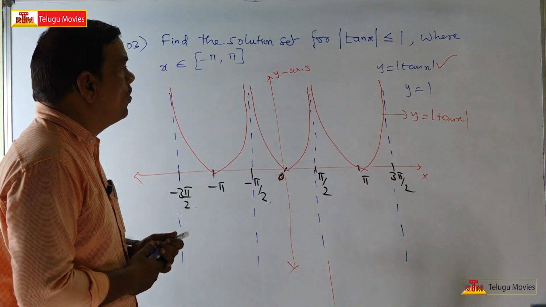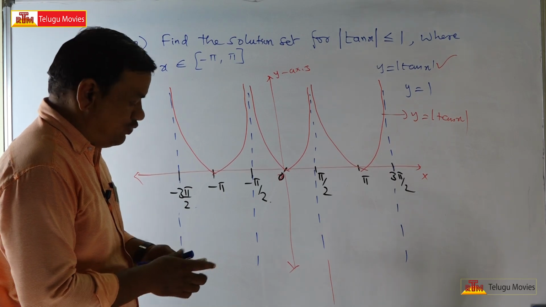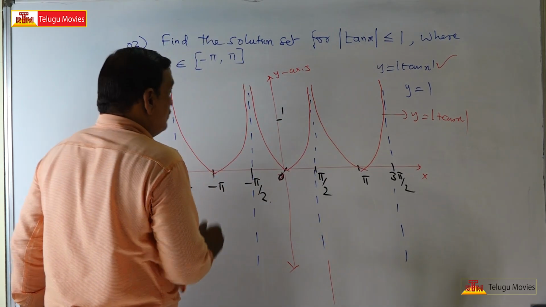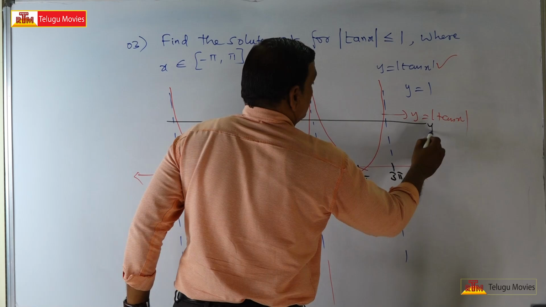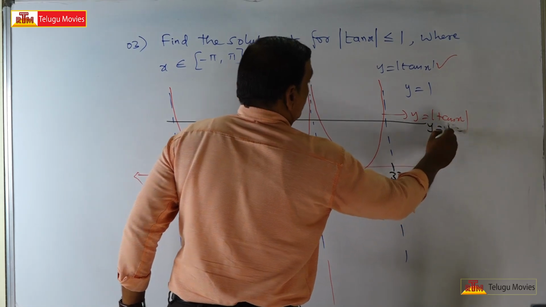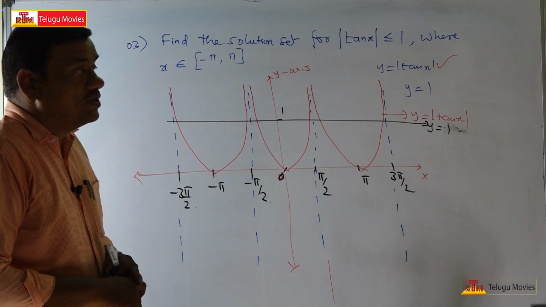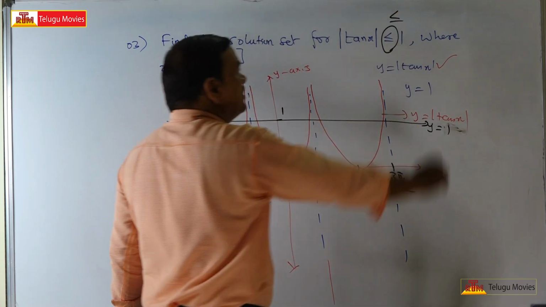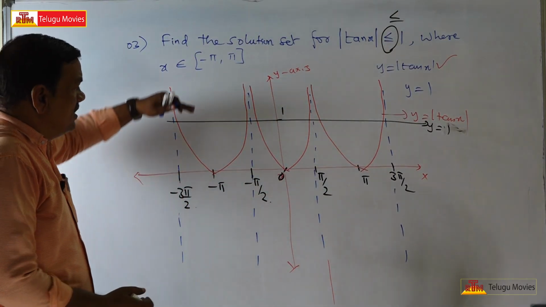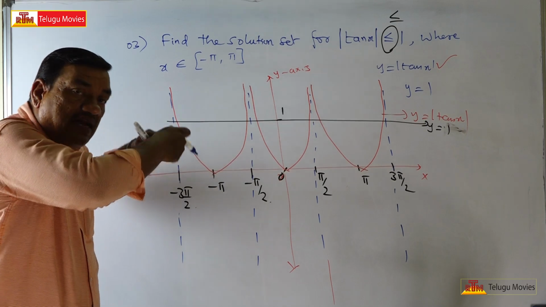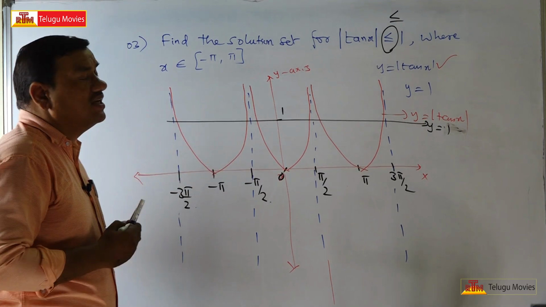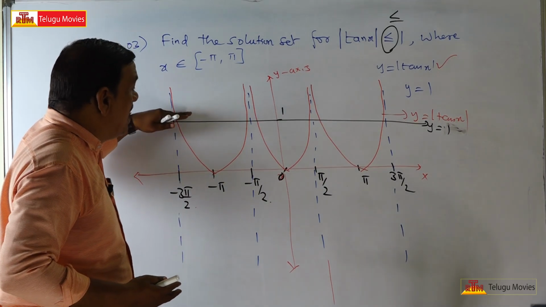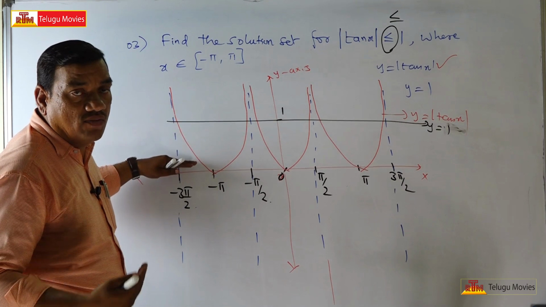Now, y equals 1 is a line parallel to the x-axis. One more thing is given: less than or equal to. That means the parts of the red line and the black line that lie below the line y equals 1, that is, less than or equal. So the graph of modulus of tan x should be less than or equal to 1.